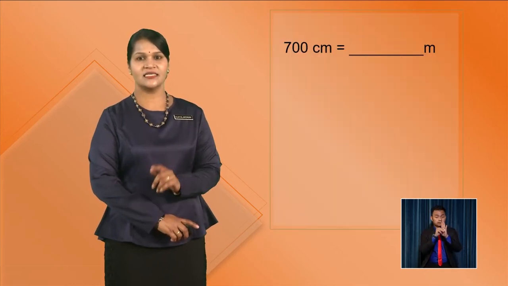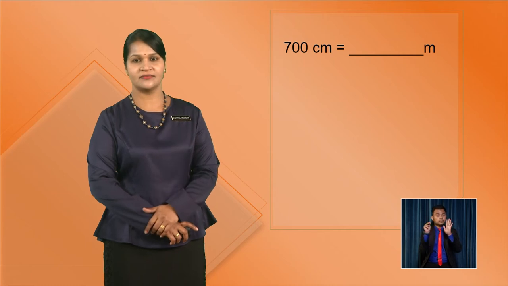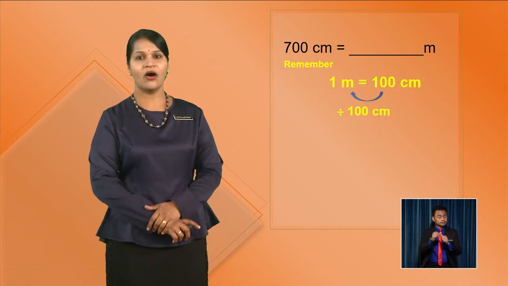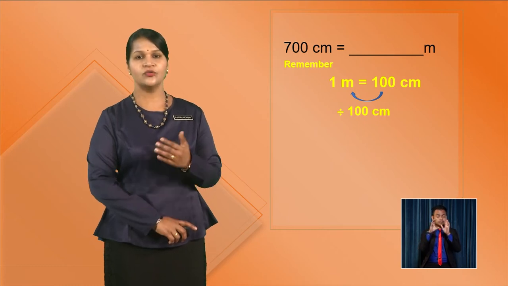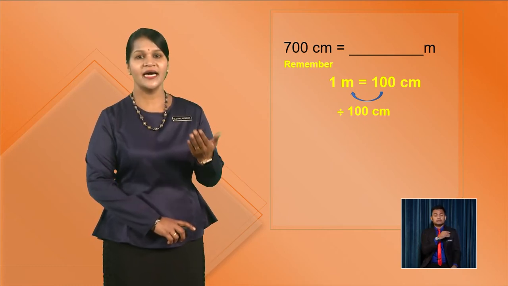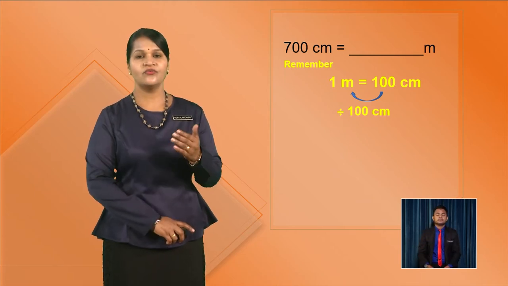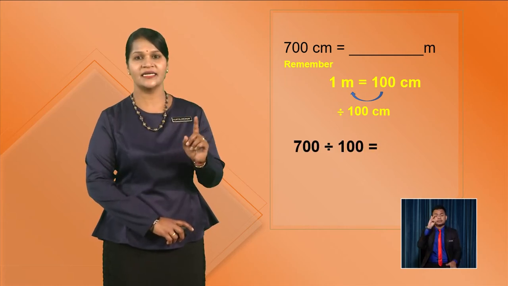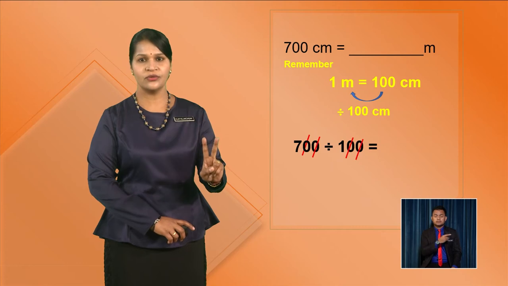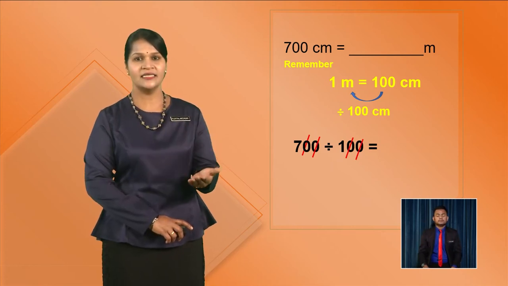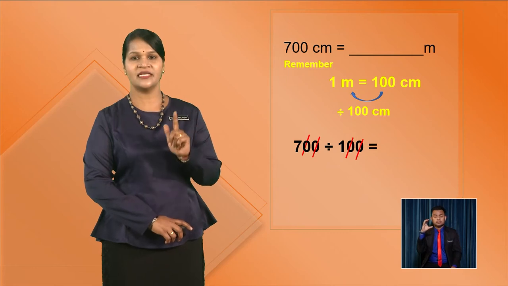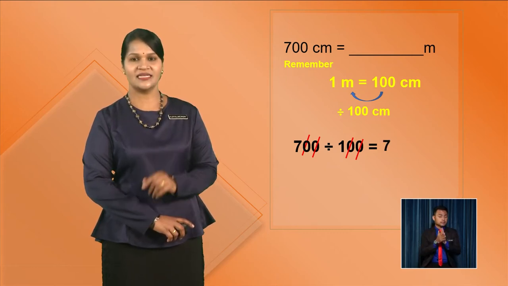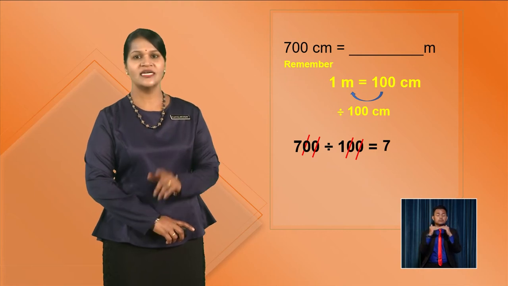Boys and girls, now let's try this. 700 centimeters is equal to how many meters? Remember, in order to convert centimeter to meter, we have to divide by 100. To find the answer, we have to divide 700 by 100. We cancel off 2 zeros. When we divide by 100, only 7 remains. So, 700 centimeters is equal to 7 meters.